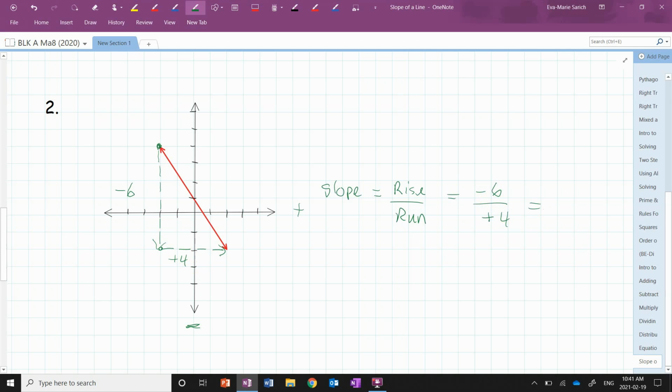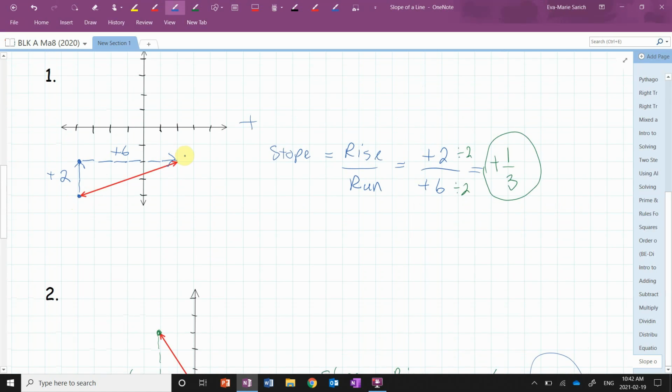Now again, this has to be a fraction in lowest terms. We don't go to a mixed number, but in this case, we can, in fact, divide both of these by 2. So 6 divided by 2 gives us 3. 4 divided by 2 gives us 2. And a negative divided by a positive is a negative. So this is a negative slope. You should recognize it's a negative slope because it's moving down from left to right. Okay? That's our final answer. A positive slope would be going up from left to right. So that was a positive slope.